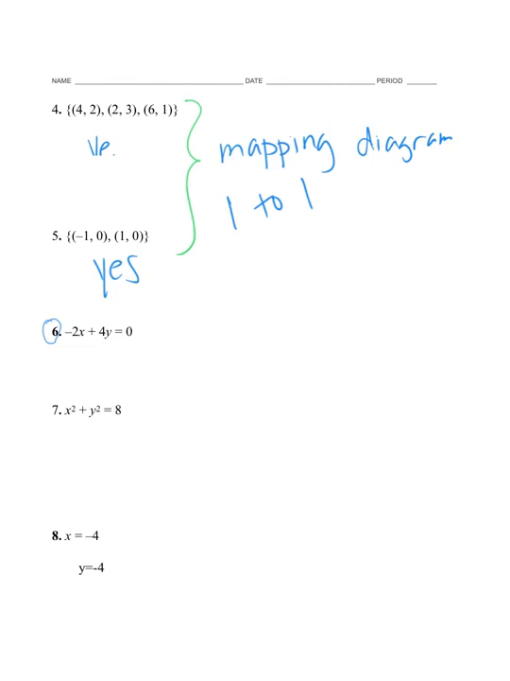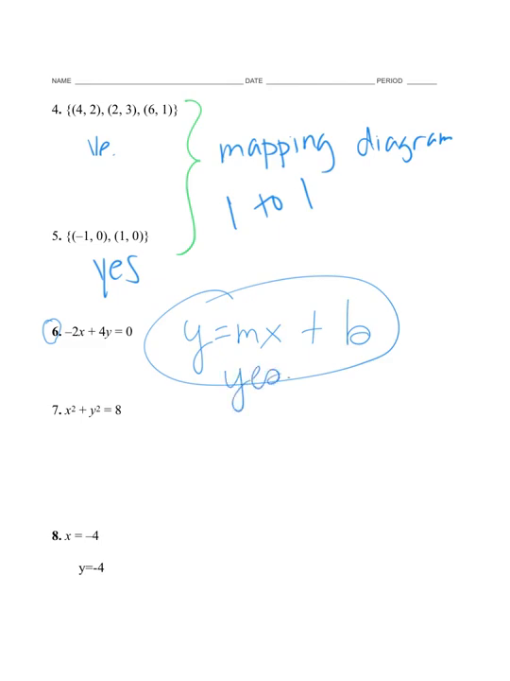What kind of equation is number 6? Could you turn number 6 into y equals mx plus b? Yes. And because you can do that, that means you can graph it, and the line will be a straight line, so that's why it's yes. It would be a straight line.